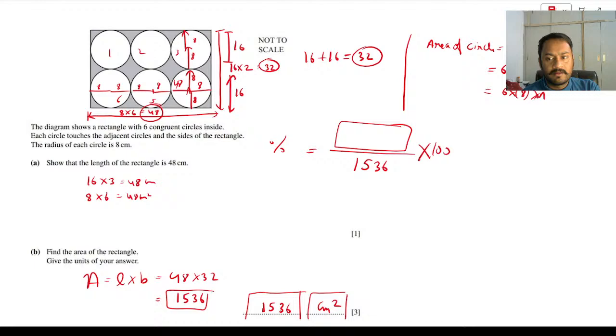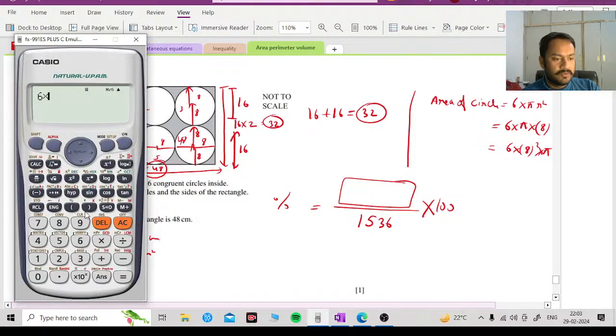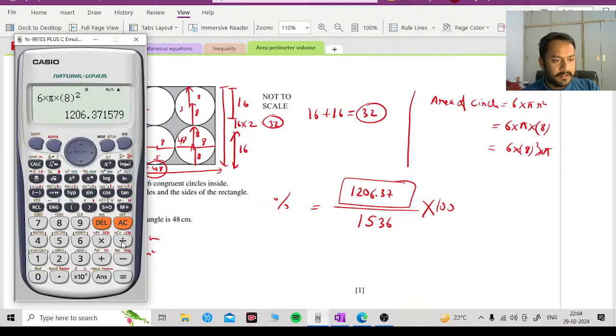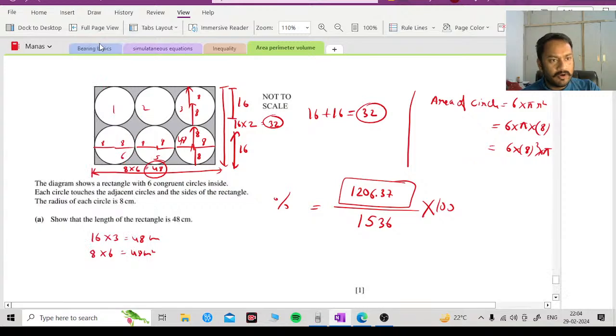I will use the calculator here. So basically 6 into pi into 8 square. The final answer is 384 pi, which is 1206.37. Now I can directly apply this formula: divided by 1536, because it is the shaded region upon the total region into 100. So the answer is this, and then I will multiply by 100. Oh, sorry, I did it wrong. Actually, I got the area of the circles as 1206.37. So I need to subtract to get the shaded region. Okay. So this is wrong actually.